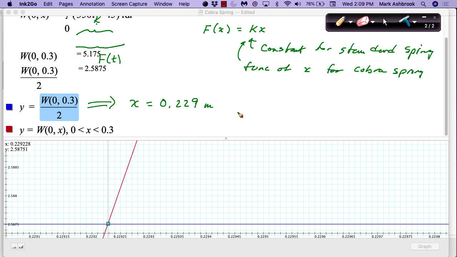Further than halfway, right? Halfway would be 0.15. We know that the force resisting is increasing, so that makes sense that half the work would be more than halfway compressed. So 0.229 meters. Okay, so we're forced with open form to do something else, use some kind of method like graphing or guess and check or something like that. And even so, it's still not precise.